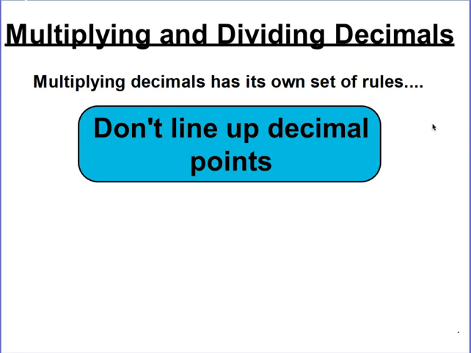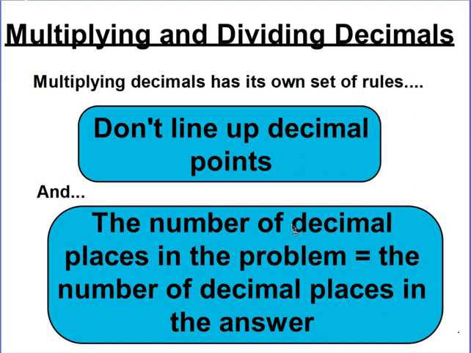It will save you time, it will save you work, and it will make the problem look a little less cluttered. The second rule is that when you finish solving the problem, the number of decimal places in your math problem has to equal the number of decimal places in your answer. So you'll see in the first example, we're going to count up the places in the problem, and we're going to use that to help figure out where the decimal point goes in our answer.